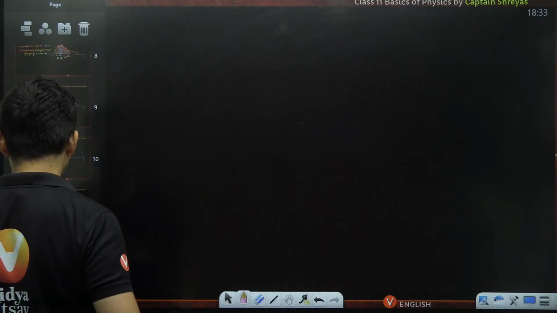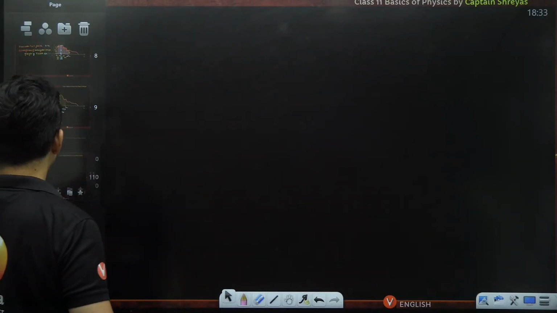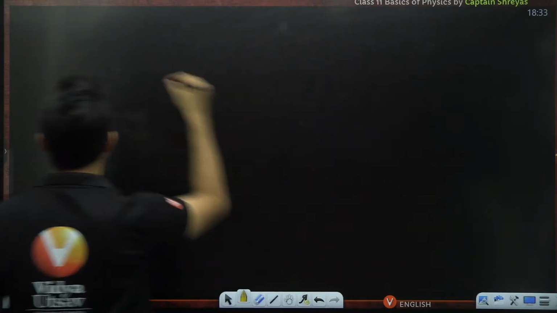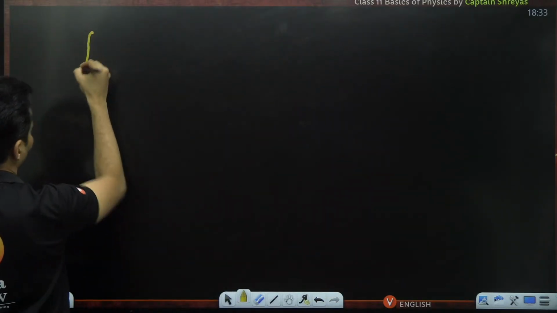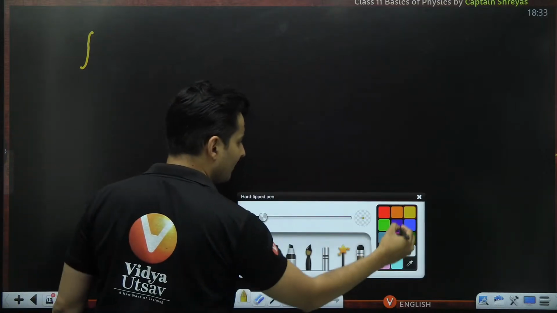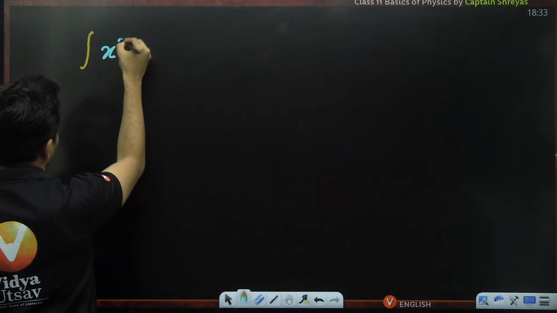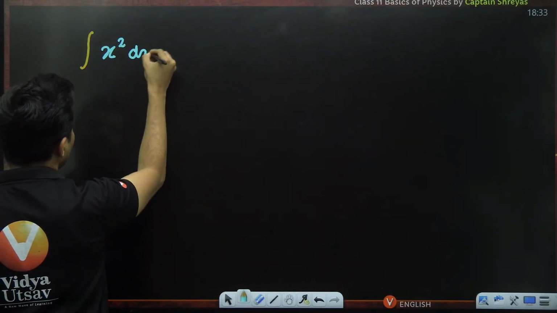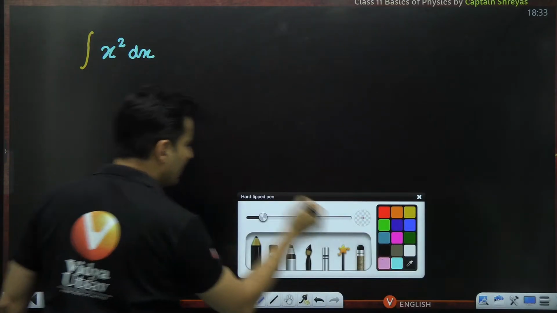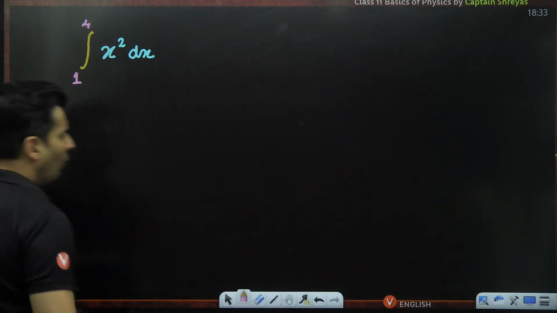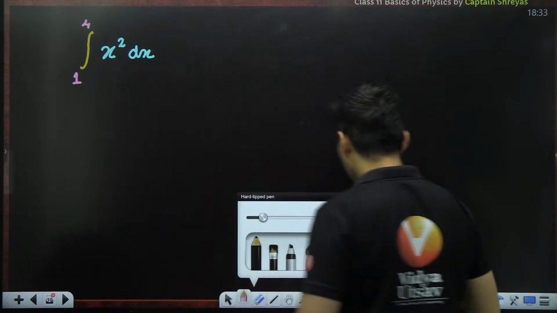Say we have written it down like this: integration of, say for example, x square dx, and here we put 1 to 4. What does this mean?